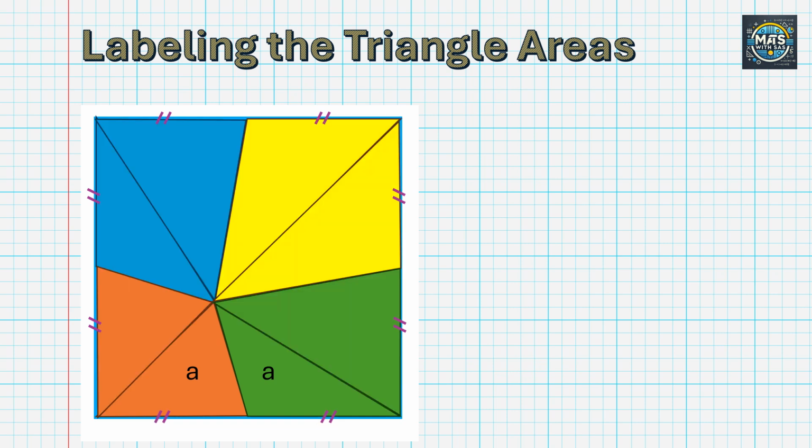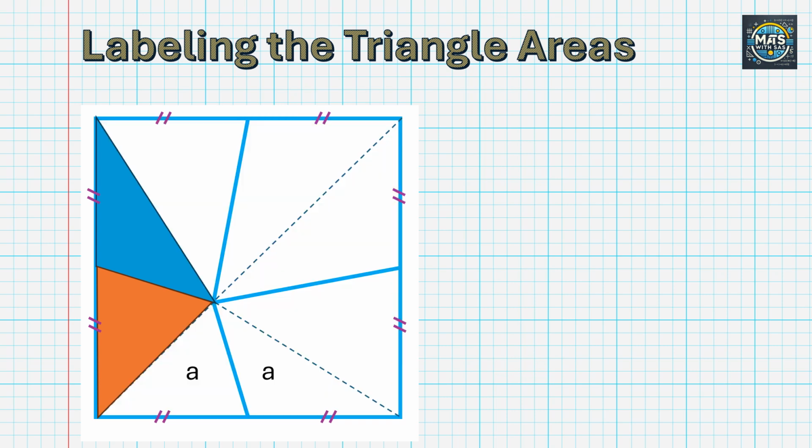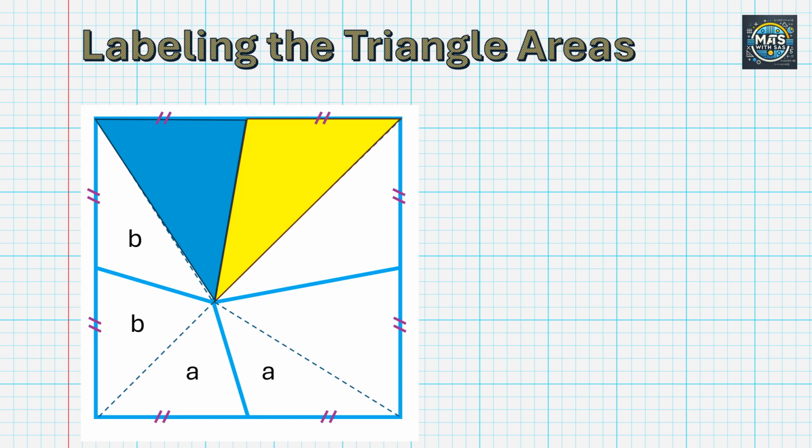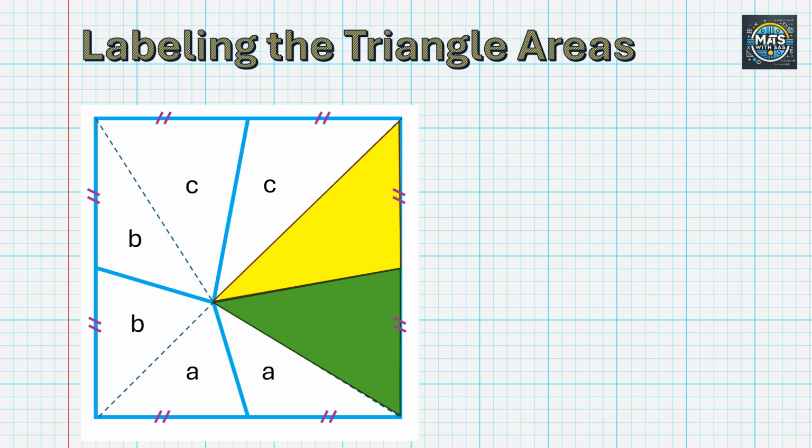Next, let's move to the left side of the square. Again, the triangles have equal bases and heights, so their areas are equal. Let's call this area B. For the top side, the 2 triangles also have equal areas, which we'll call C. Finally, for the right side, the 2 triangles have equal areas, which we'll call D.